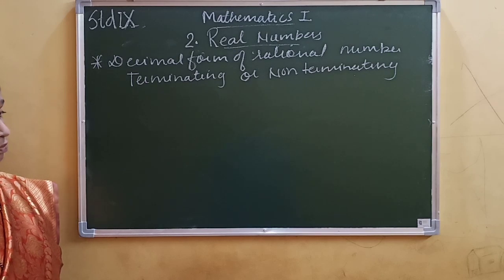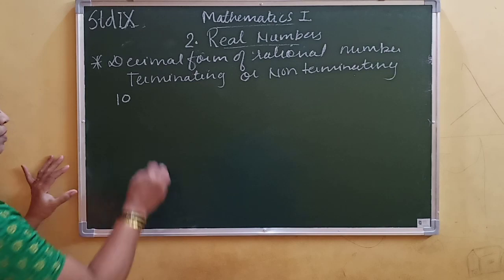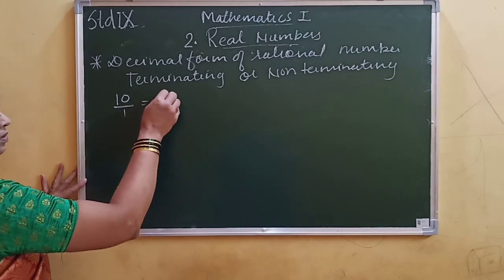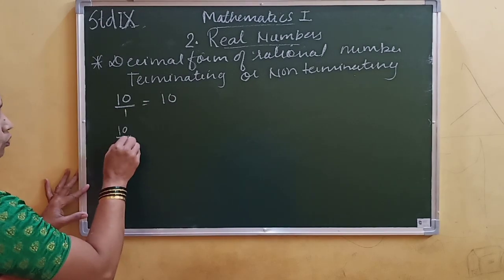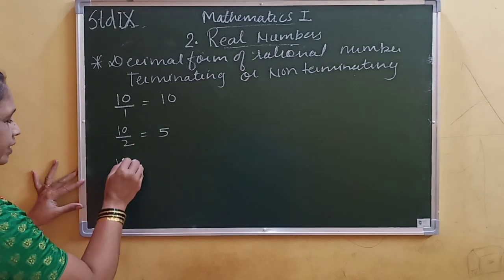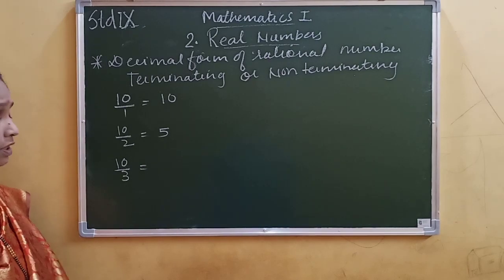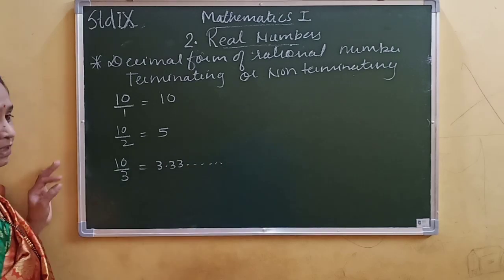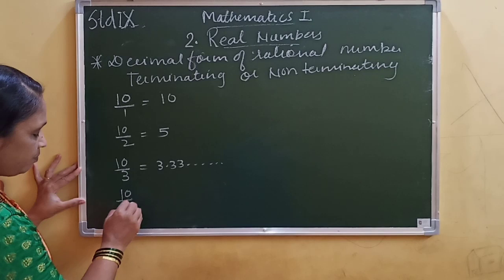Now we'll take the example of the number 10. Now 10 is divided by 1, then the division is 10. If 10 is divided by 2, the quotient is 5. Now 10 divided by 3 means how much we will get? 3.333, which means it is recurring. Okay. Now 10 divided by 4.